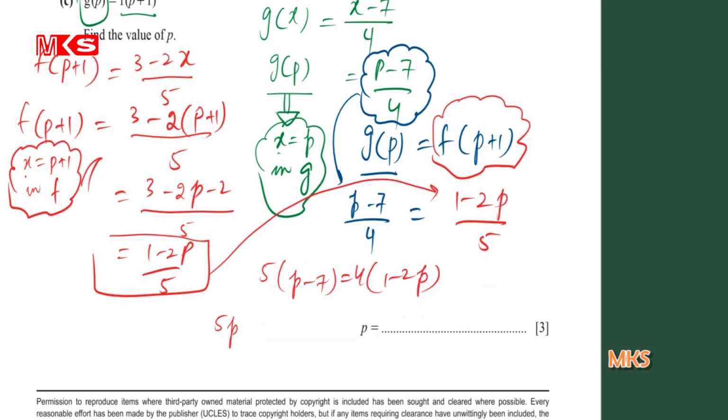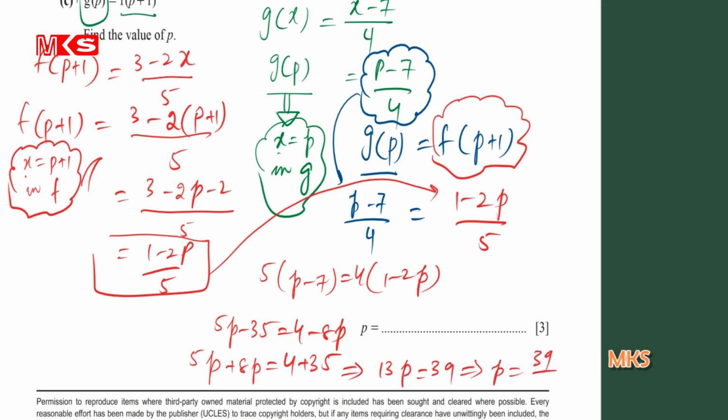तो आपके पास आ जाएगा 5p minus 35 is equal to 4 minus 8p. तो ये हमारे पास आ गया 5p plus 8p is equal to 4 plus 35, that is 13p is equal to 39. So p is equal to 39 over 13, 13 3s are 39. तो आपके पास आंसर क्या आ गया, p is equal to 3 आंसर आ गया आपके पास.